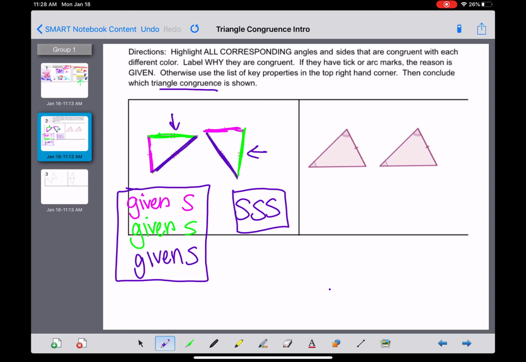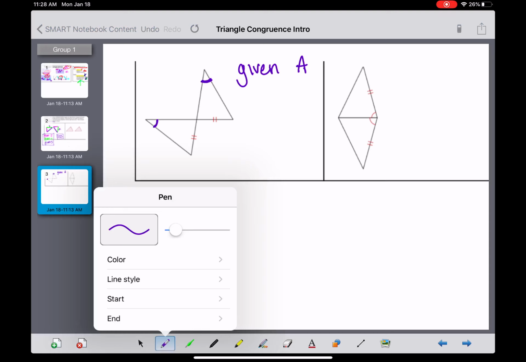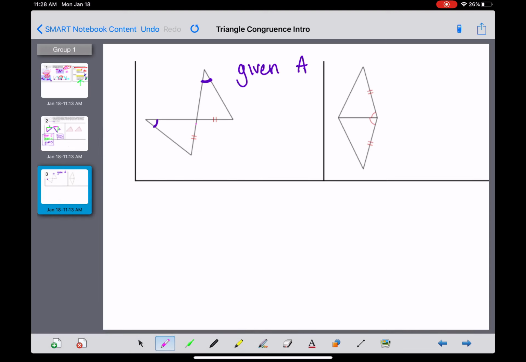So I'm going to skip to the second to last one, where they all aren't tick marks. So I'm going to start with my arc marks. I'm going to use the color purple. Okay, this reason is given, and this is an angle. My second given are these 2 sides. So I have another given, and that's a side. Unfortunately, there's no more tick marks, there's no more arc marks. So I have to use properties that I know.